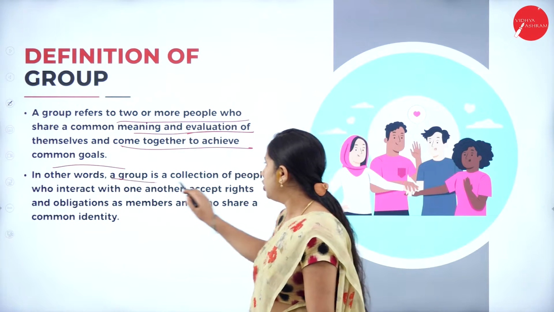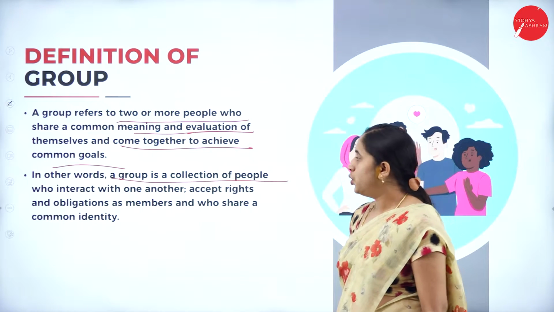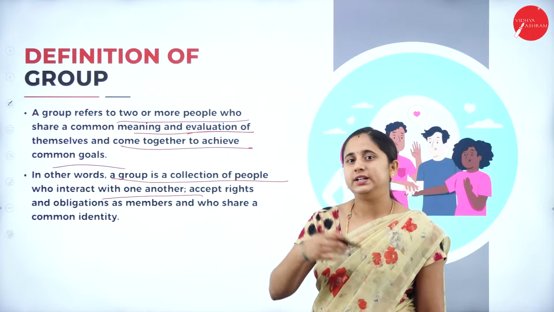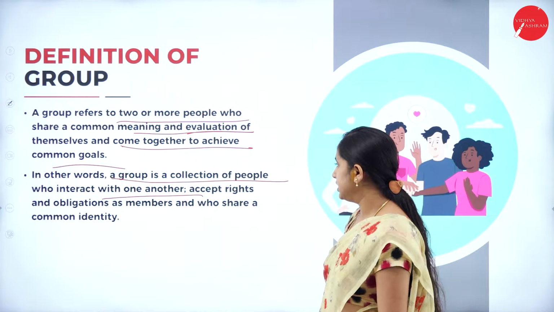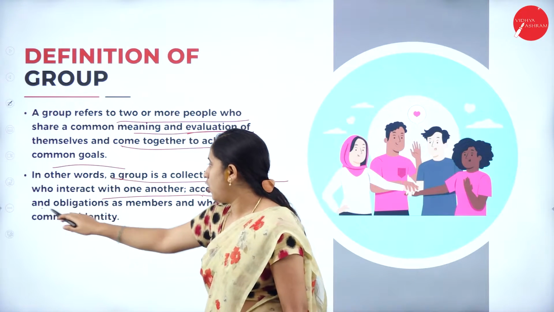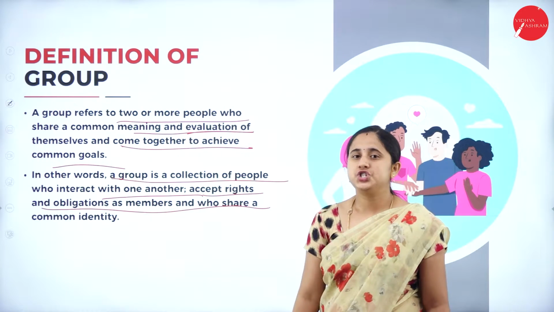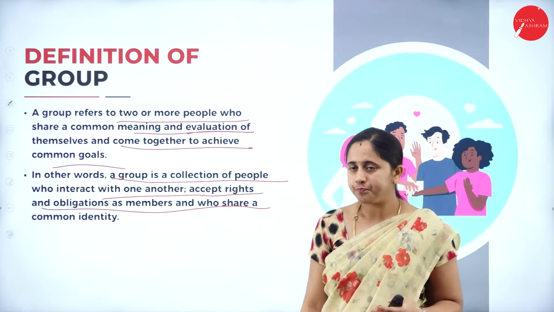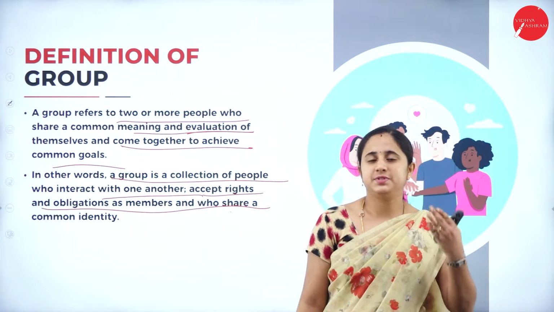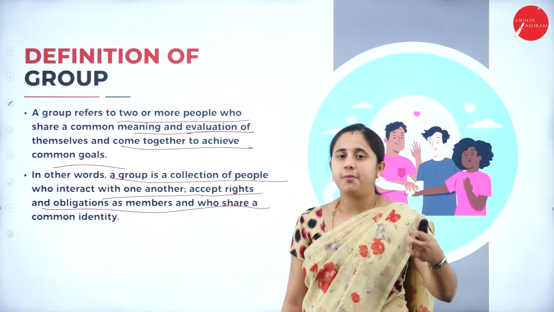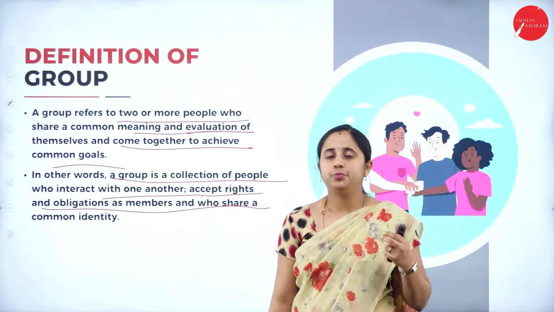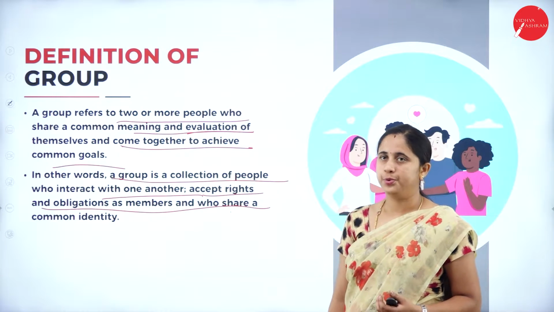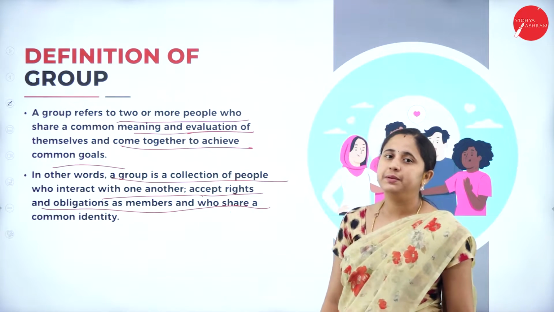In other words, a group is a collection of people who interact with one another in the organization, accept the rights and obligations as a member, and share a common identity. Those who accept the rights and obligations to perform a particular objective or task are considered a group. So now we know what we mean by group.